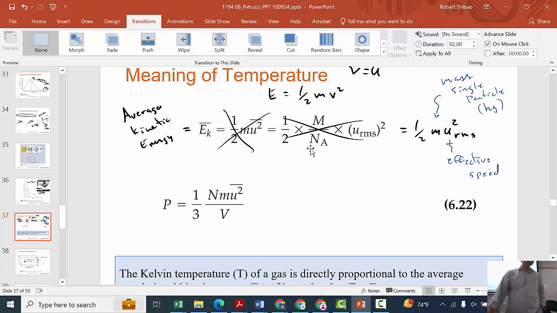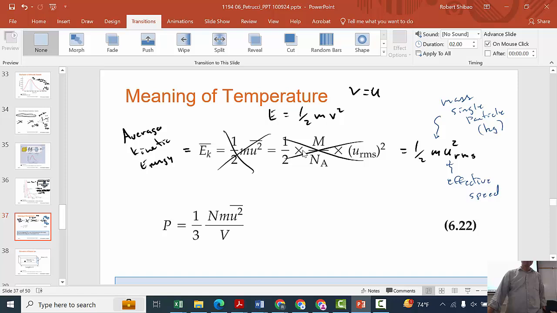Where it says effective speed, what units would it usually be in? Like, meters per second. Meters per second. All right, let's go ahead and calculate the average kinetic energy of O2 at 273 Kelvin.